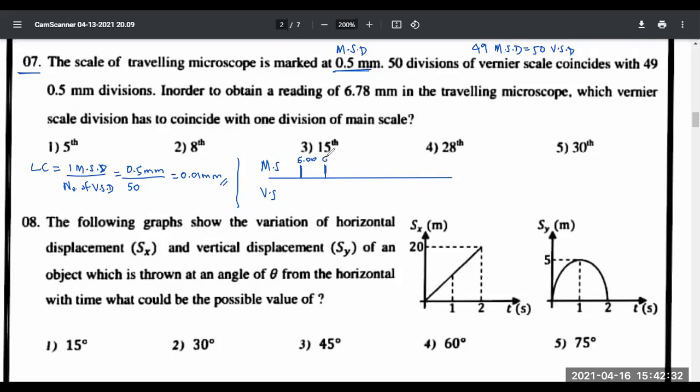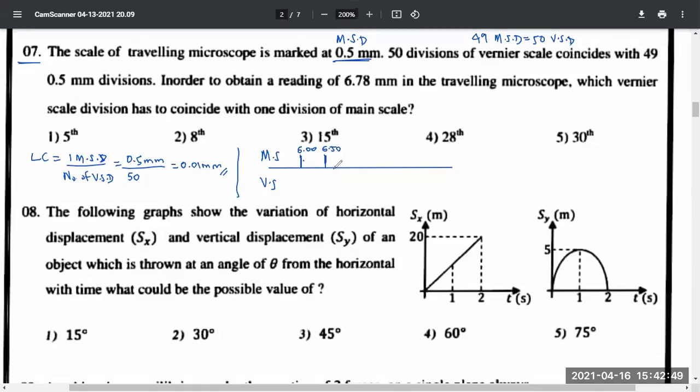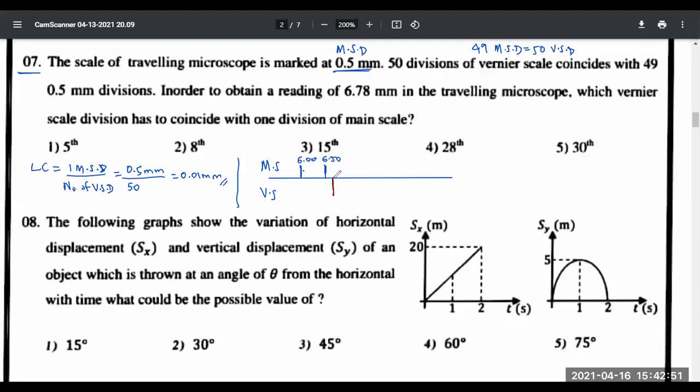Because the least count is, sorry, 1 main scale division is 0.5 millimeter. So this is how the main scale will be. And the vernier scale 0, I'll draw in another color. It should be here. It should start here, correct?